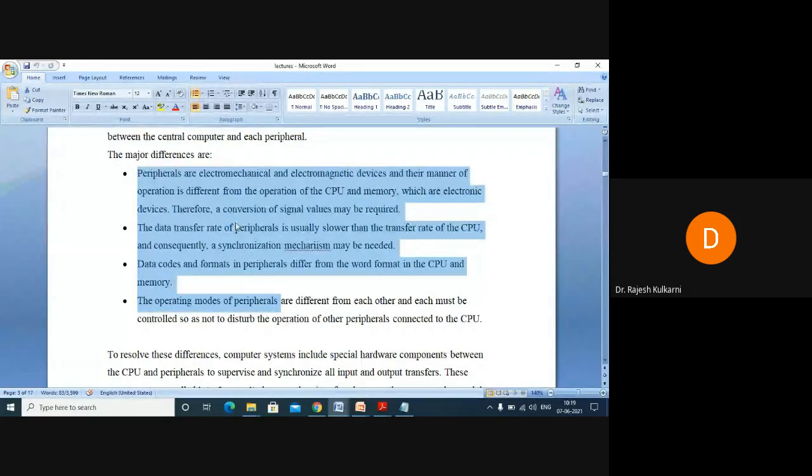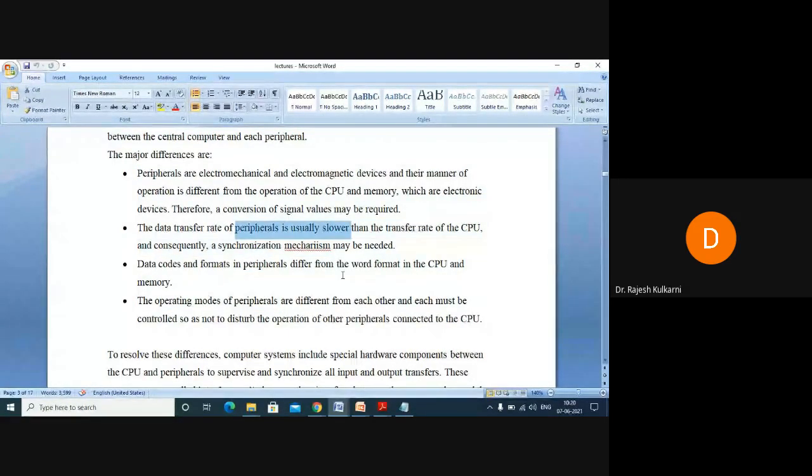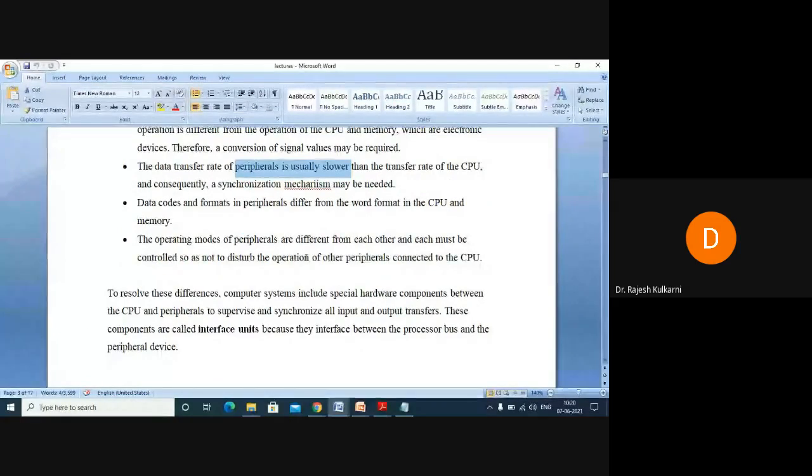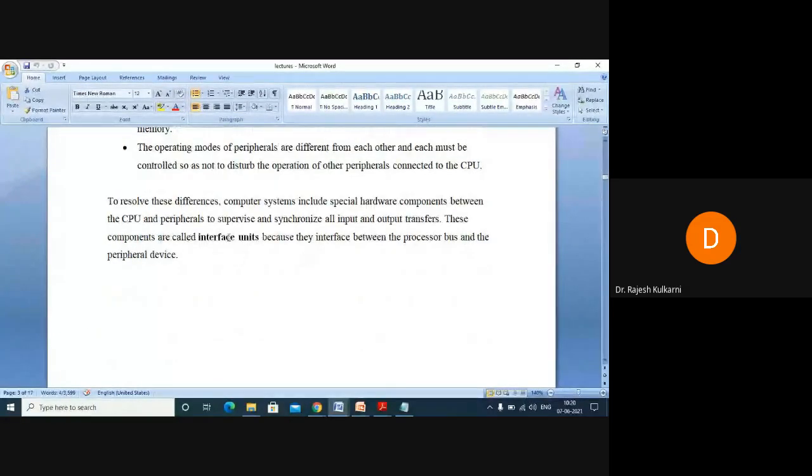Naturally, peripheral devices are very slow as compared to CPU. Okay. Then it means as there are differences between CPU and the peripheral devices, they need an interface between them. So the interface between them itself is called the interface unit. And what is the job of that interface unit? The job of that interface unit is synchronization. Okay, synchronization.